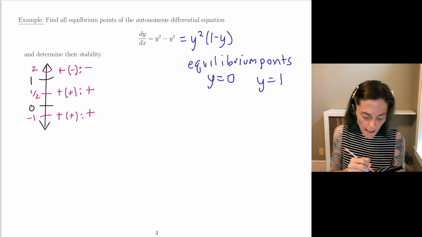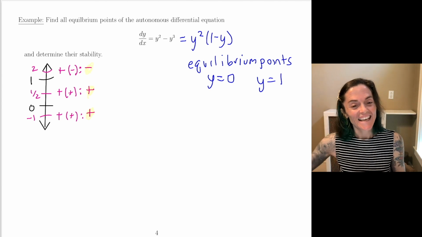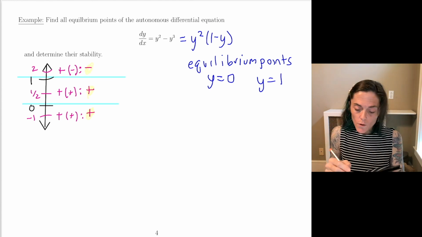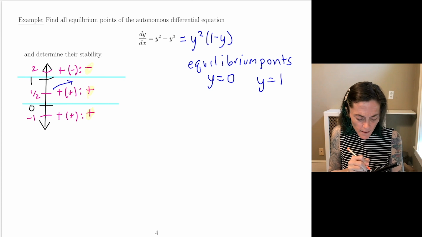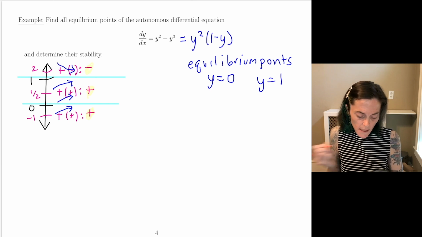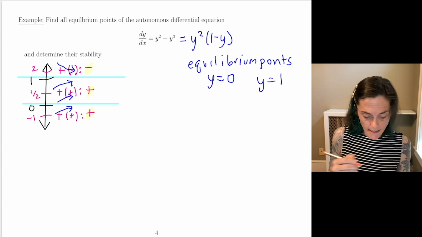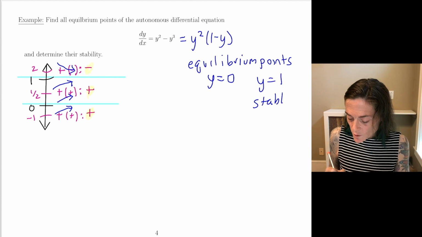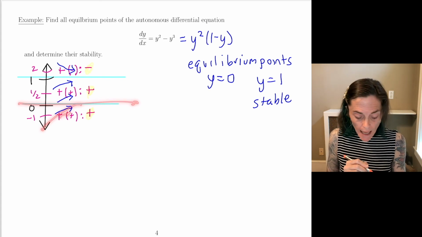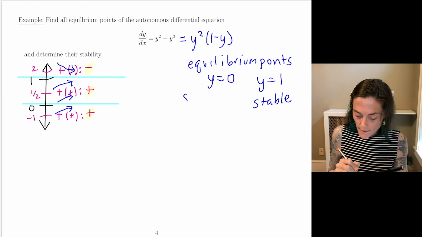Okay, let's highlight here, negative, positive, positive. It says decreasing, increasing, increasing, and equilibrium point, equilibrium point. And so it's going to go something like this. We have increasing, we have increasing, we have increasing. Up here we have decreasing. Now, y equals 1 is the easier one. We see this is stable. But you notice what's happening here with y equals 0. On one side, the solutions are approaching, and on one side, the solutions are moving away. This is a semi-stable equilibrium point.